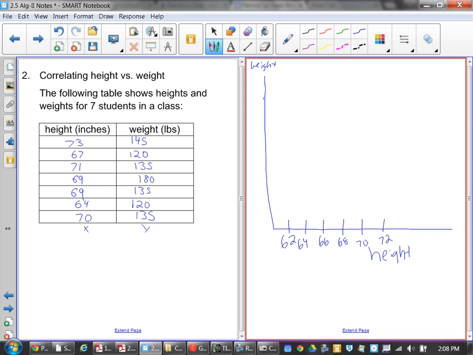For weights, we started at 120, and we went all the way up to 180. So I'm just going to go by 10s. 120, 130, 140, 150, 160, 170, 180. Look, I can count by 10s.